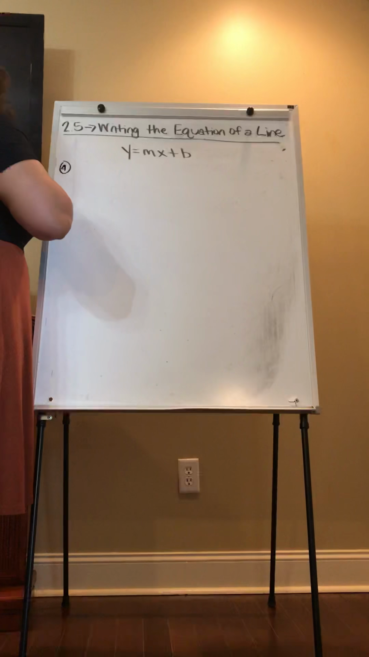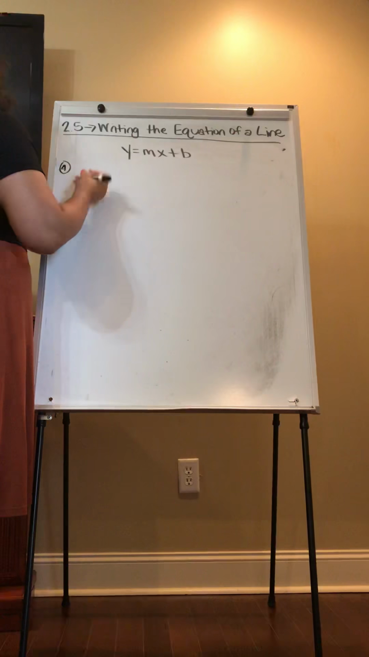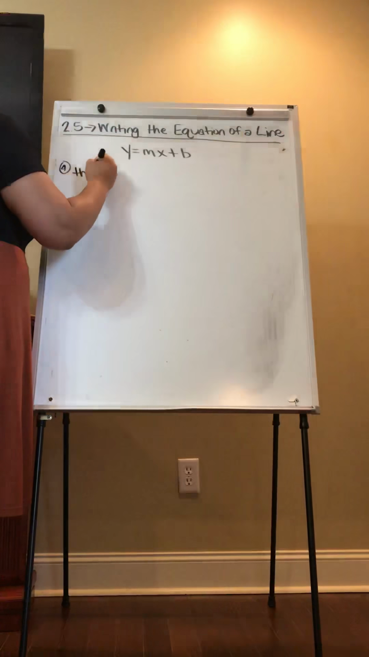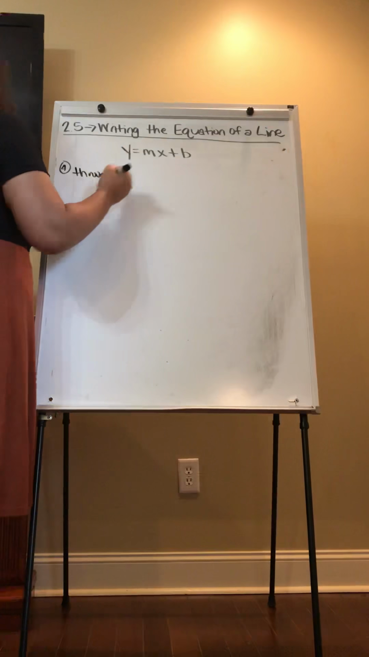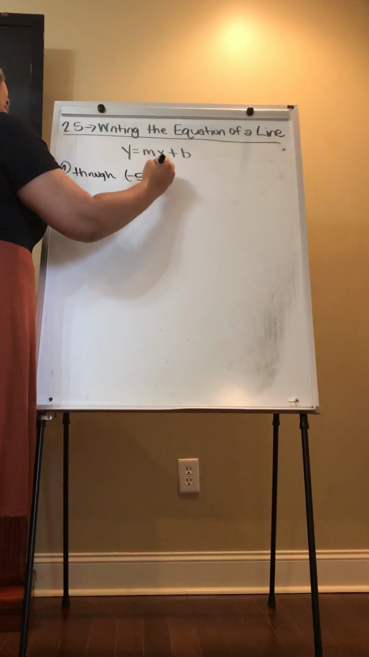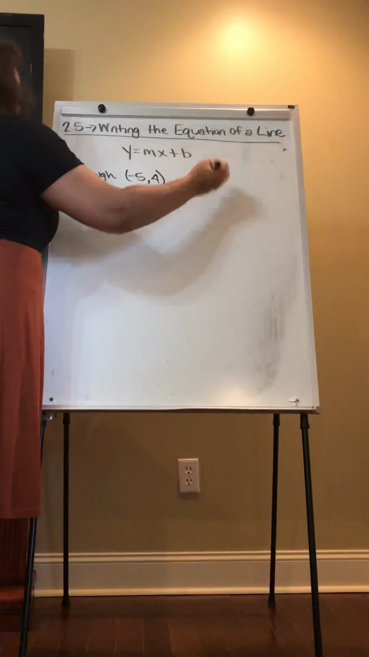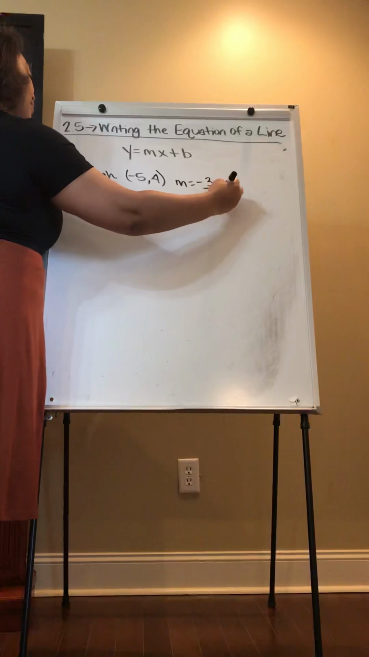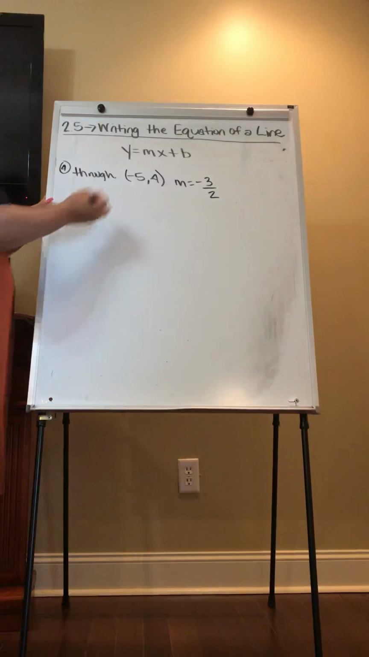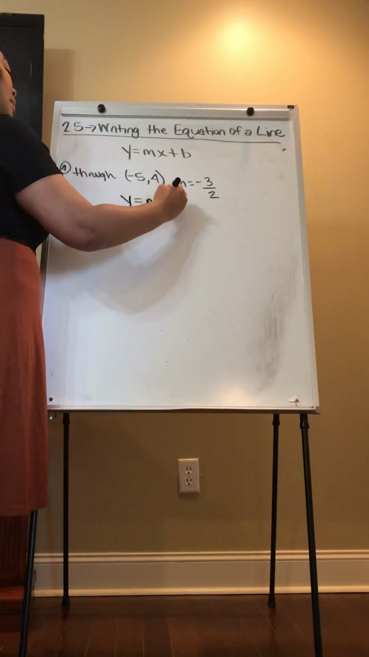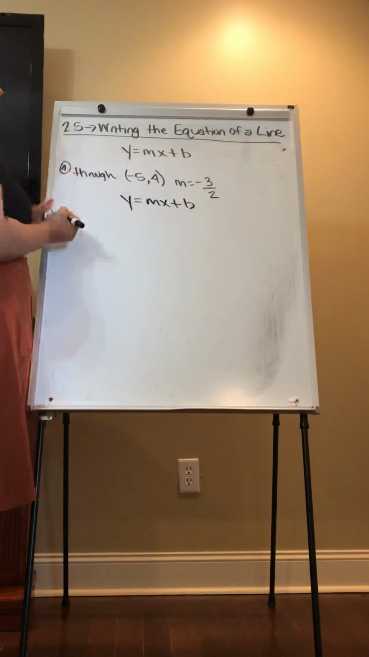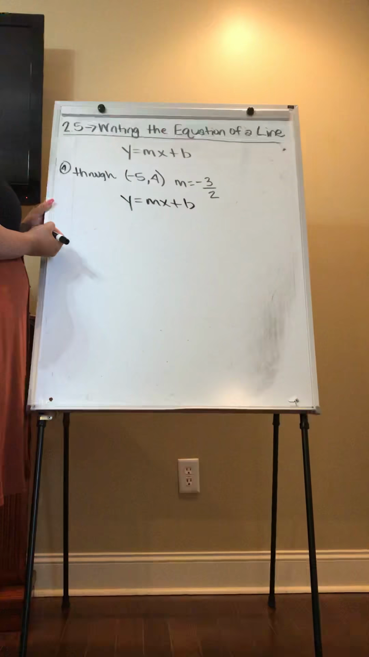Example 4. Write the equation of a line that's going to go through the point -5, +4, and has a slope of -3/2. Again, we're going to take all three numbers and plug it in to y equals mx plus b.